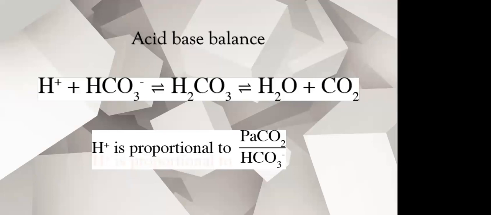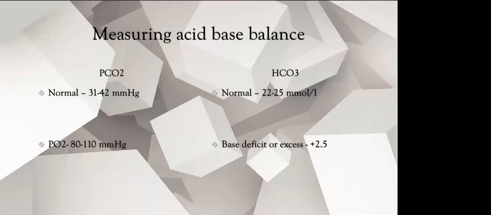So how do we measure the acid-base disturbance, and how do we know what is out of balance? In order to measure that, we need to know how we generally measure acids and bases. Carbonic acid, which is represented by partial pressure of carbon dioxide, is generally measured in mm of Hg, and the normal value is 31 to 42. Bicarbonate is measured in millimoles per liter. Its normal value is 22 to 25. The other components of ABG are partial pressure of oxygen, 80 to 110 mm of Hg, and base deficit or excess, which is in general plus or minus 2.